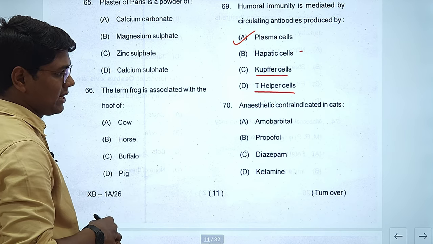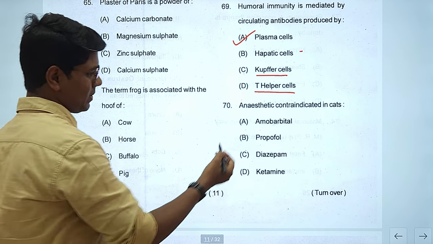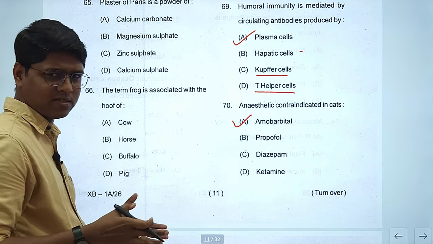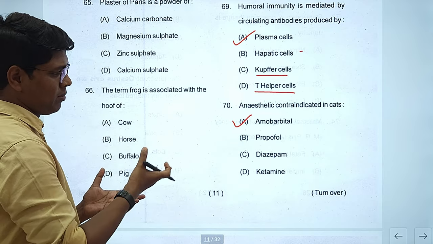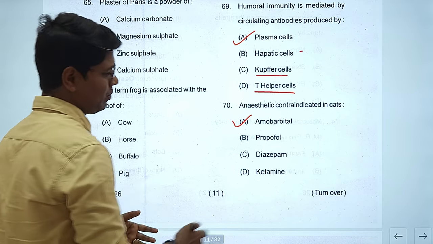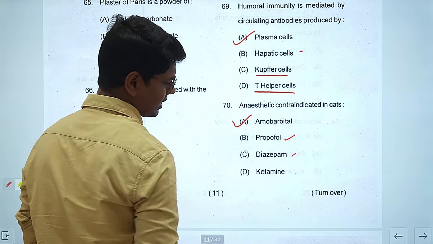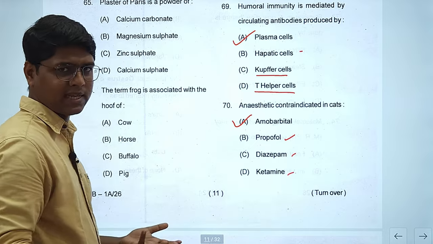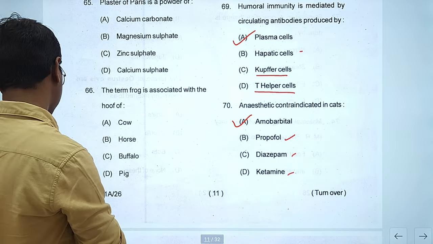Anesthetic contraindicated in cats, answer is amobarbital. I have never found any book suggesting use of amobarbital even in dogs or cats. Okay, still the answer is amobarbital. Propofol is used. Diazepam is not a general anesthetic. Ketamine, you know that it can be used as sole anesthetic in cats.